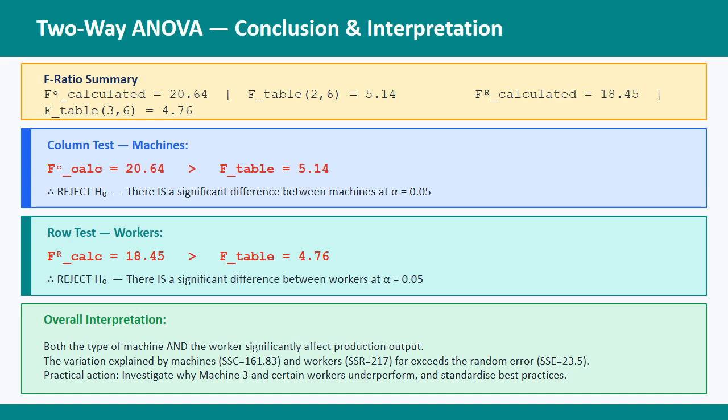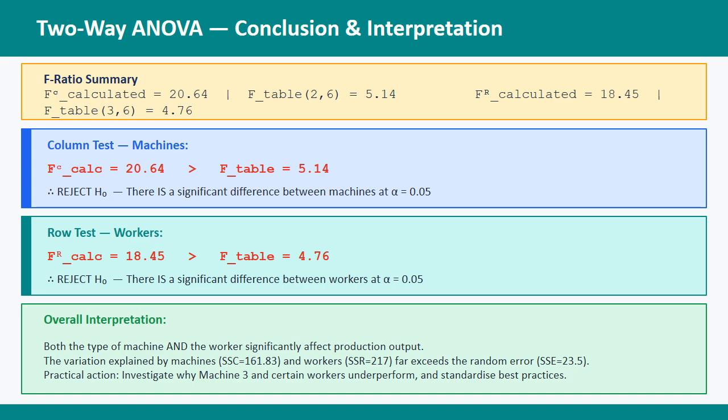Now looking at workers, the calculated F value is 18.45 and the table value is 4.76. So again here F calculated is greater than F table, so we reject the null hypothesis for rows as well. This means there is a significant difference between the workers, that is, workers' performance varies significantly. So both the factors, machines and workers, significantly affect the production.